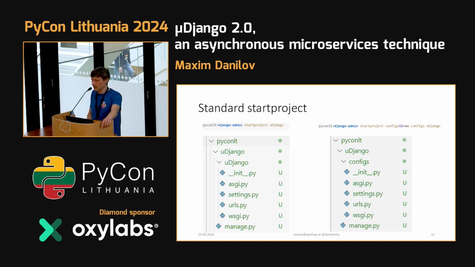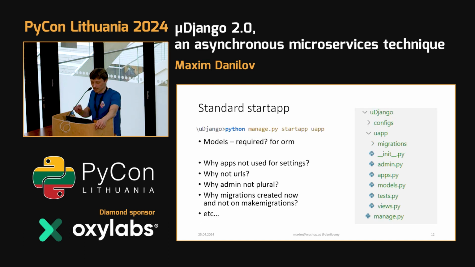In the other case we have µDjango twice. Don't repeat yourself, boys. After that we should start an app for our project, and after that I start a micro app, and in this micro app we have a huge number of different files, and I have had one question for 9 years: why do we need it?